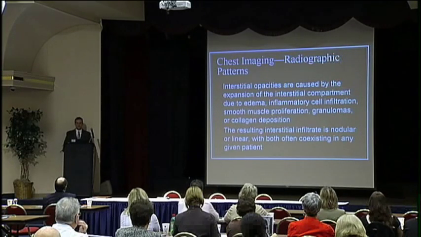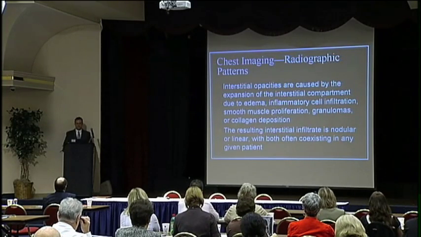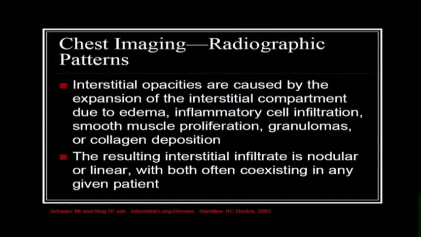Interstitial opacities are usually caused by expansion of the interstitial compartment, and that can be due not just to fibrosis, but also due to edema, smooth muscle proliferation as seen in LAM, granulomatous changes as in sarcoidosis, and tumors, lymphangitic spread of tumors. And the resulting infiltrate is interstitial, and it can be nodular or linear in appearance. And in any given patient, usually you see both types of findings.